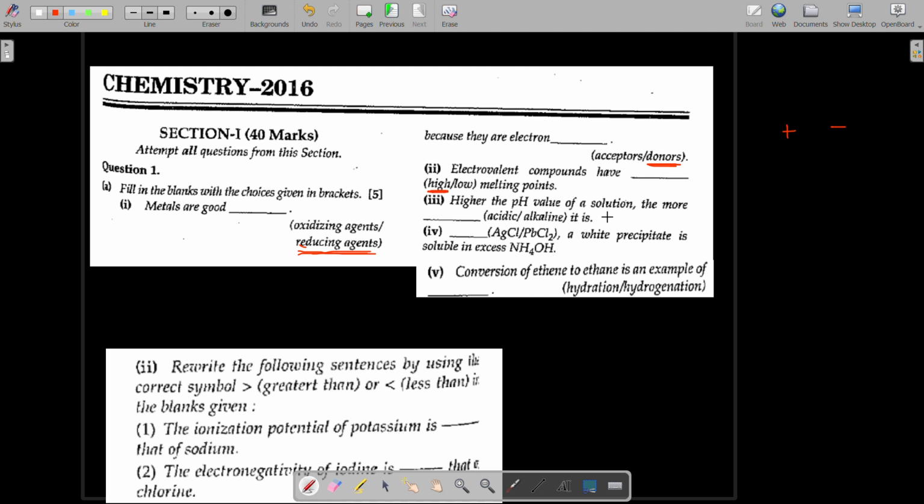The higher the pH value of a solution, the more alkaline it is. Okay, dash white precipitate is soluble in excess ammonium hydroxide. Very important: silver chloride is a white precipitate and it is soluble in excess ammonium hydroxide, whereas PbCl2 is also white but it will not be soluble. Conversion of ethene to ethane is an example of adding hydrogen, so hydrogenation.